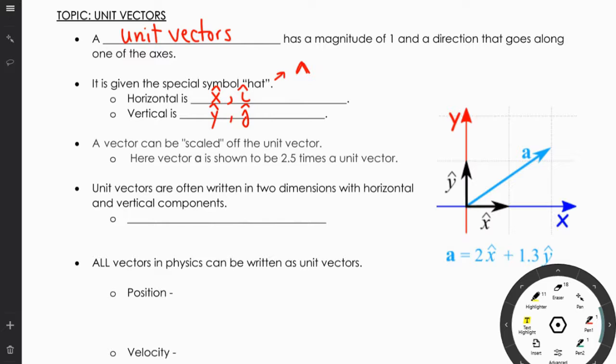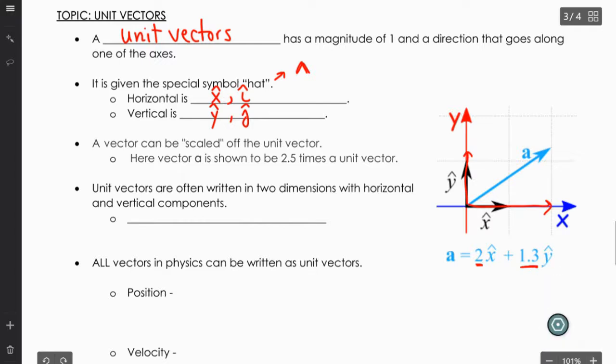You can see in the picture over here that it's written as x hat, y hat. So this unit vector would have a magnitude of what it says here, 2. It goes along the axis, and then this unit vector would have a magnitude of 1.3. But they sit right on the axis. From the last video, we talked about breaking down or resolving vectors into components. Basically, the unit vectors are your components. This is the x component, this is the y component, and the numbers here are the magnitudes of those unit vectors.